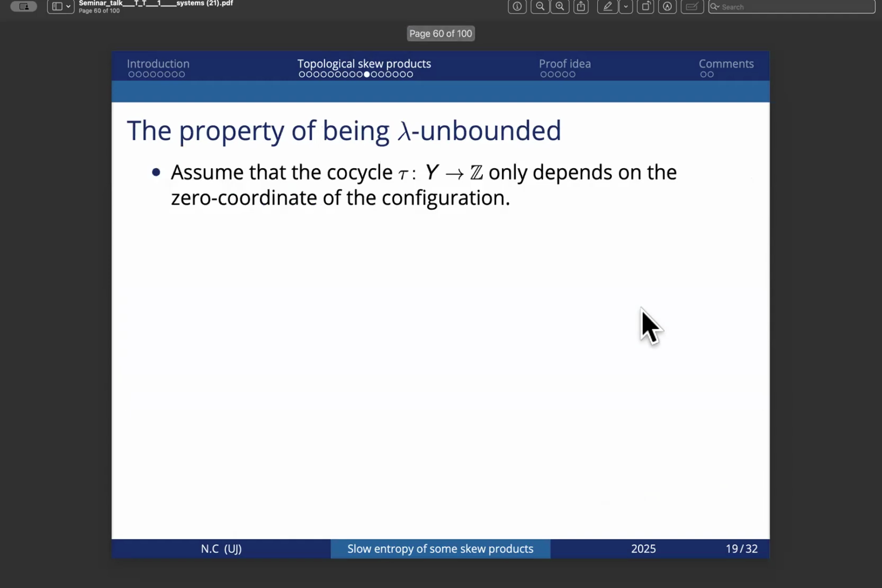So now I will try to explain what is this assumption that is in the theorem, which is that the cocycle tau needs to be lambda unbounded. So for notational simplicity, let's assume that the cocycle only depends on the zero coordinate of the configuration. This is not always true, but it makes writing the things easier. Otherwise, it's more ugly. So let's assume this for the sake of the exposition.